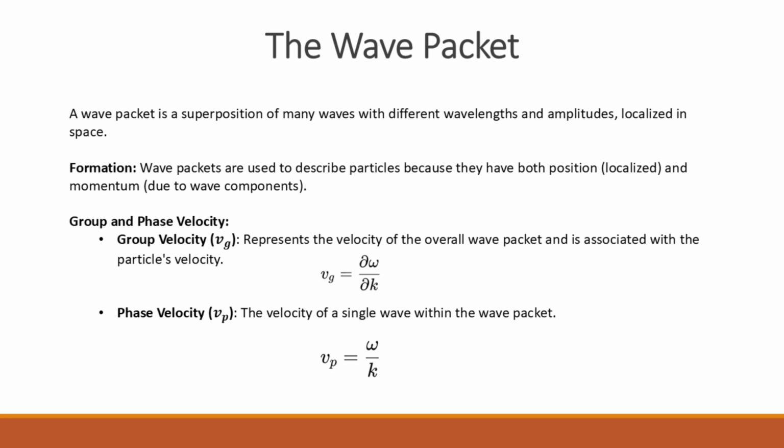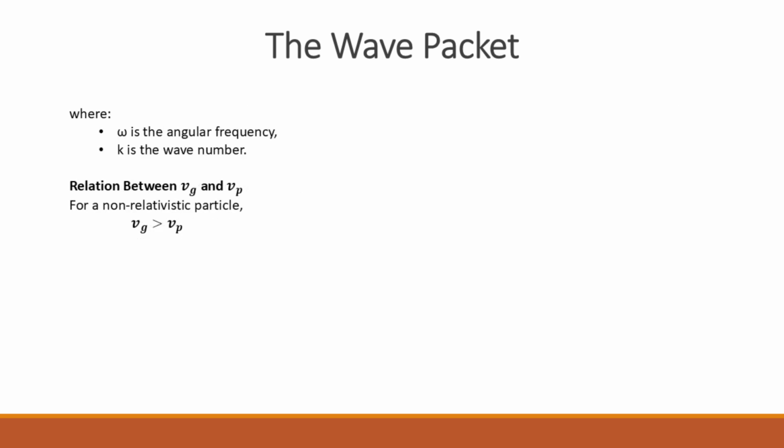There are two key velocities associated with wave packets. Group velocity. This is the velocity of the overall wave packet and is associated with the particle's velocity. It is calculated by considering how the wave frequency changes with the wave number. Phase velocity. This is the velocity of a single wave within the wave packet. It is determined by dividing the wave frequency by the wave number. And from here you can understand what relationship the group velocity and the phase velocity have between them. Understanding these velocities helps in studying the dynamics of particles at the quantum level.